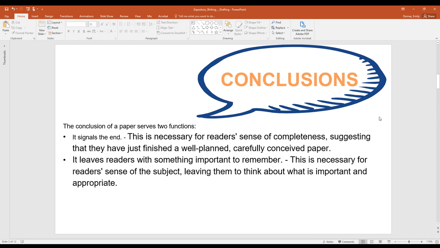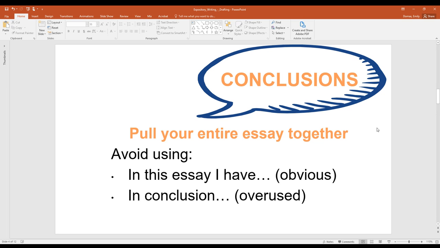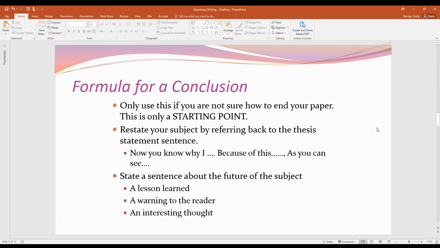So the conclusion of a paper serves two functions. First, it signals the end. This is necessary for readers' sense of completeness, suggesting that they have just finished a well-planned, carefully conceived paper. It leaves readers with something important to remember. This is necessary for readers' sense of the subject, leaving them to think about what is important and appropriate. Remember, to pull your entire essay together, avoid using "in this essay I have," which is obvious, or "in conclusion," which is obviously an overused statement.